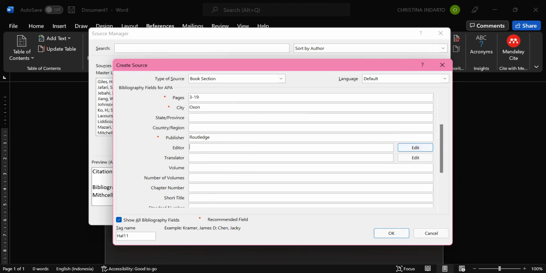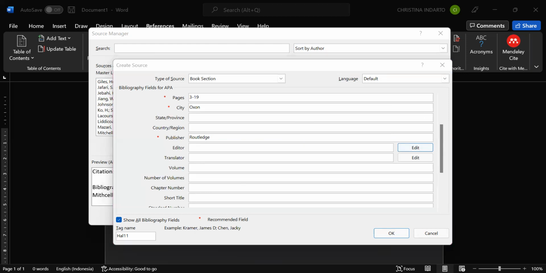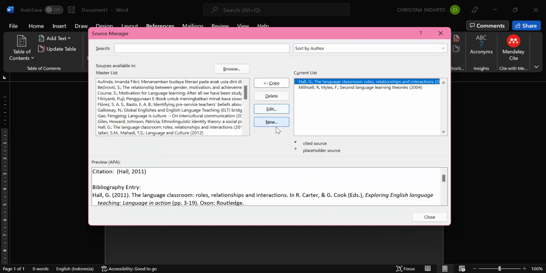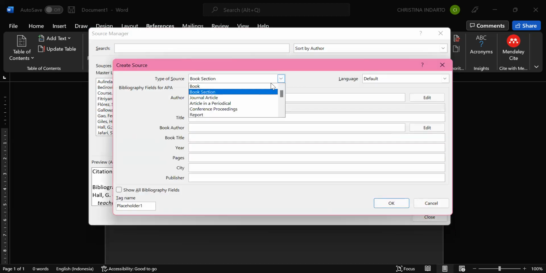Oh, the editor. There are two editors. Where are the editors? I'm pretty sure it's somewhere here. But they are, oh, this one. So Carter R. and Guy Cook. Okay. Ta-da! And for the last, we have the journal article.